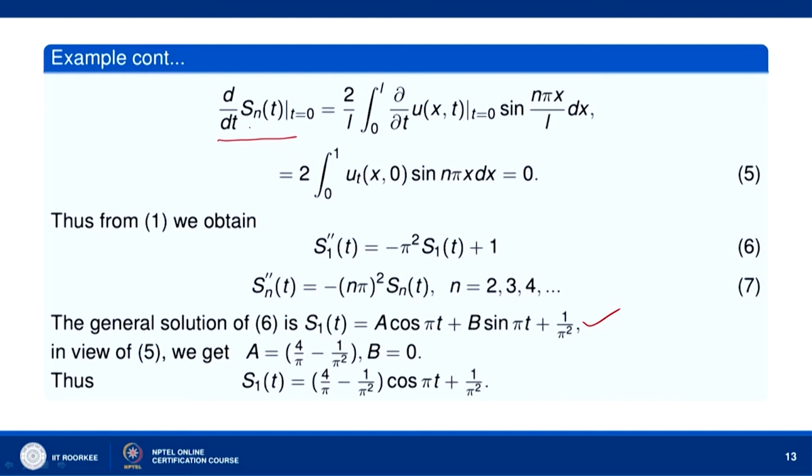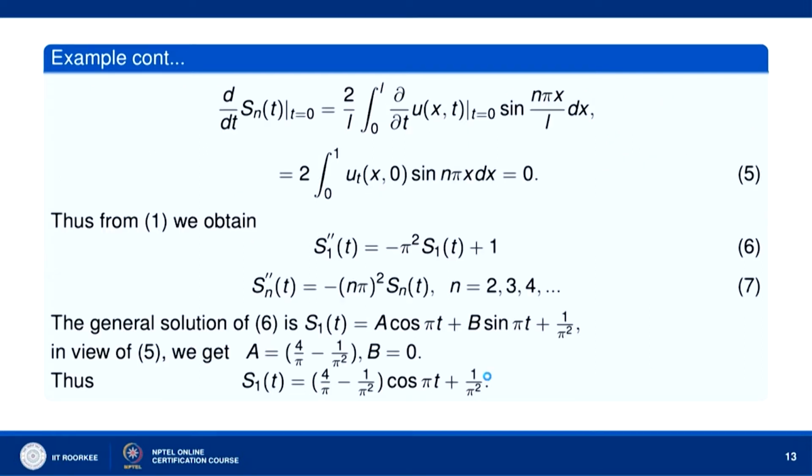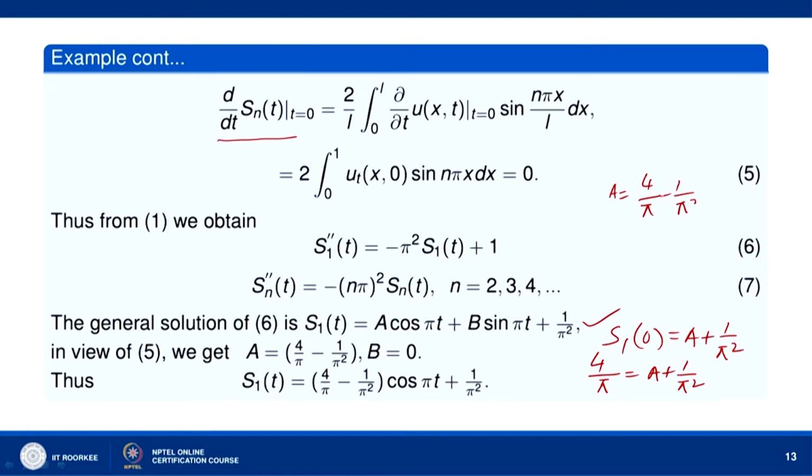Now here let us see, when you put t equal to 0, S1 0 is how much? A plus 1 upon pi square. S1 0 we found earlier, it is 4 over pi. So, 4 over pi equal to a plus 1 upon pi square. So a is equal to 4 over pi minus 1 over pi square. And so we have found the value of a.